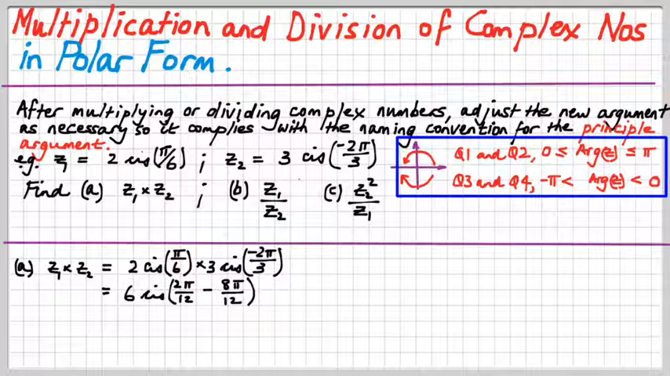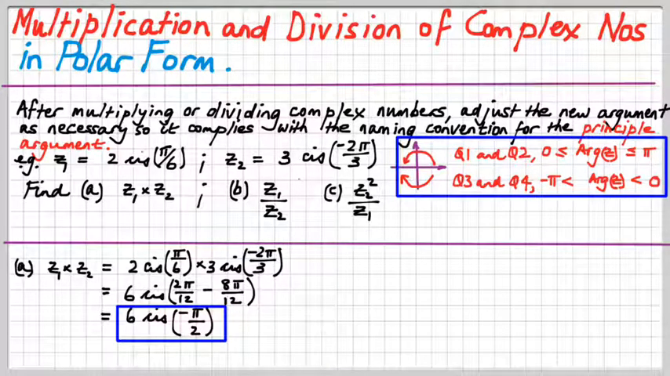Pi on 6 is 2 pi on 12, and 2 pi on 3 is 8 pi on 12, so we've got minus 6 pi on 12, haven't we, guys? Now, minus 6 pi on 12 is minus pi on 2, so no need to rejig that argument. It's perfectly okay as it is, Mr. Box. Thank you, Mr. Box. Okay, that was a nice simple one, wasn't it? But it gets us into the swing.